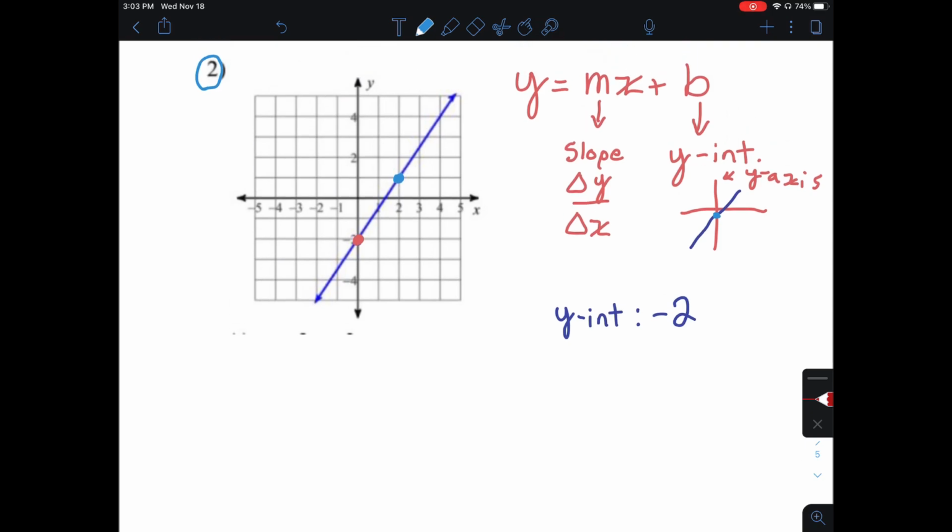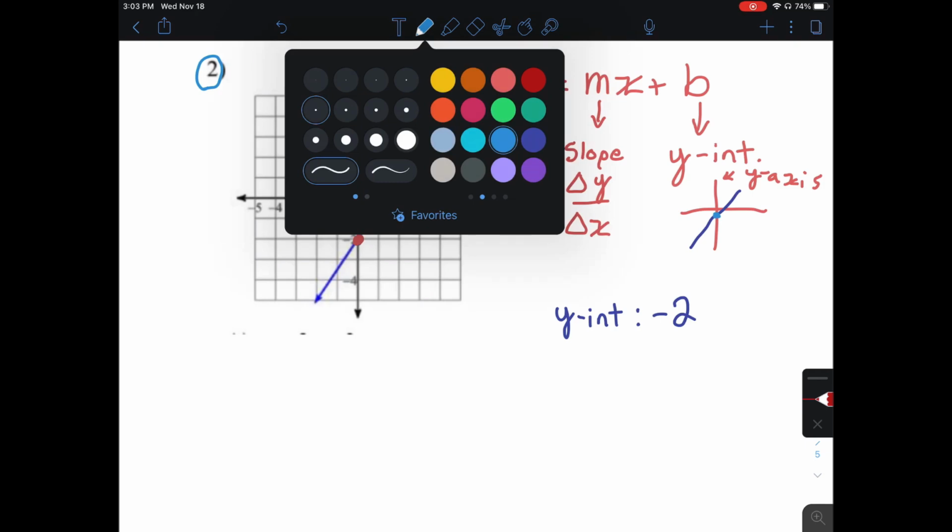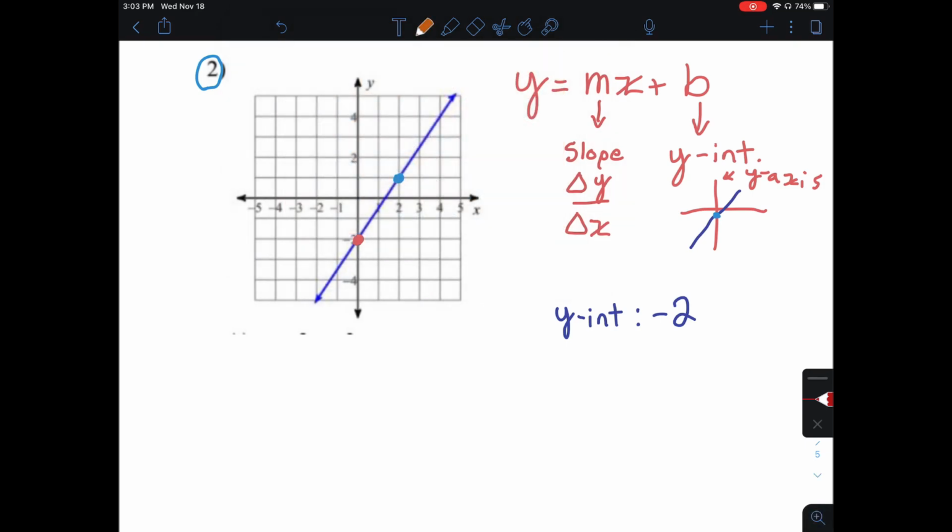Now, that's not our answer. 2 dots is not slope-intercept form. So now we need to actually find the slope, which is change in y over change in x. Let me write that here: change in y over change in x. Just remember that, the order also matters. You can't have change in x over change in y. You would get a completely different answer.